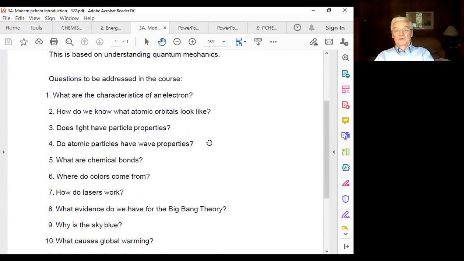Number 6, where do colors come from? I'm going to contend that all the beautiful colors that we see in the universe are based on physical chemistry principles. So we will see where that comes from. It's going to have to do with electrons jumping between molecular orbitals and absorbing light, and that's where the color comes from.